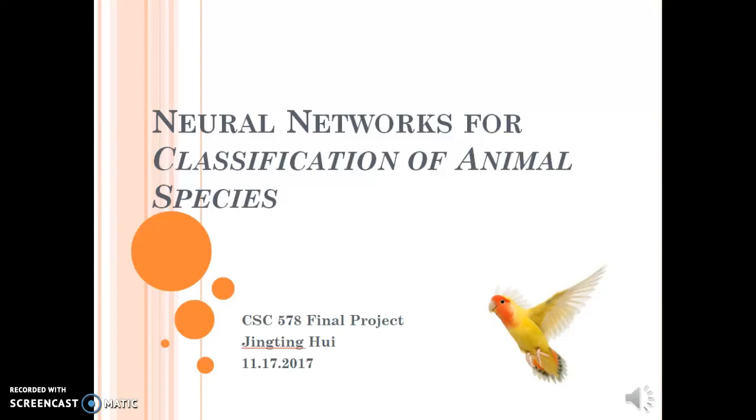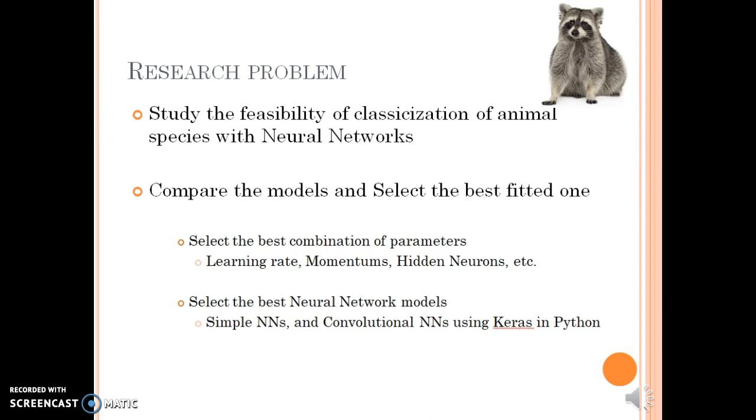My final project topic is about evaluation and analysis using different neural network modules for the topic of classification of animal species. My research problem is to study the feasibility of classification of animal species with neural networks. The goal is to compare the modules and select the best fitted one.